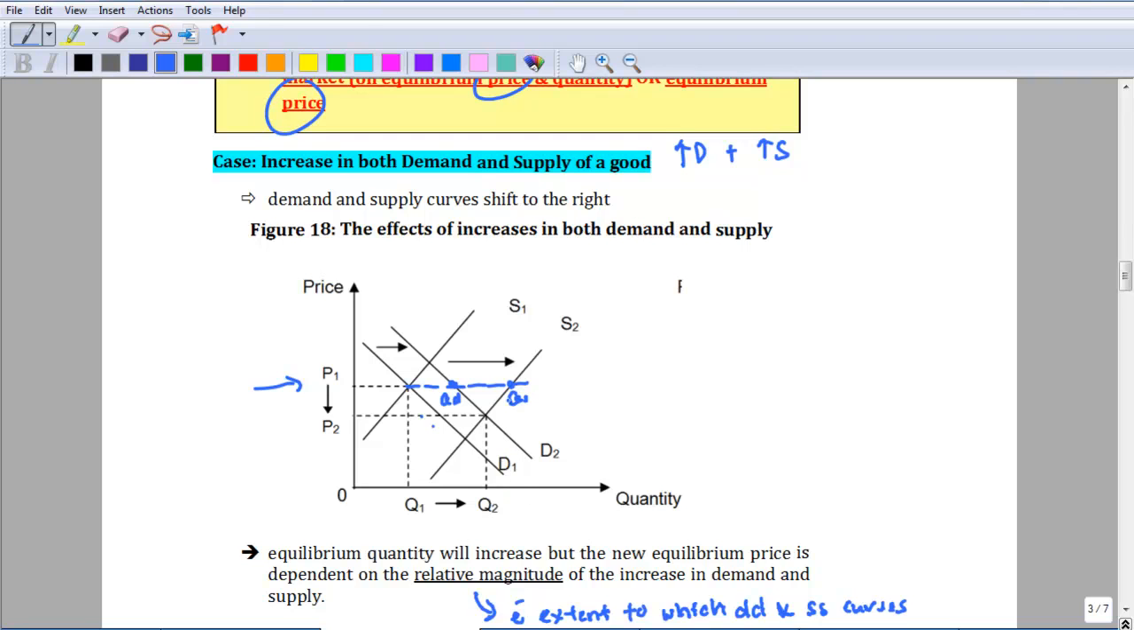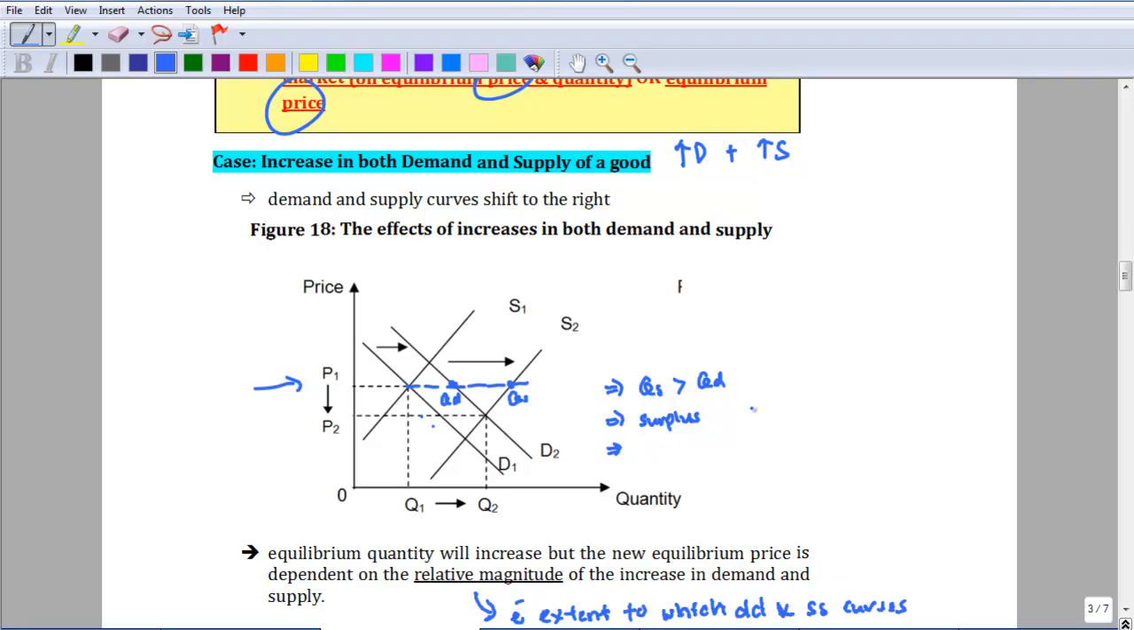Okay, so what do you notice? Your quantity supplied is more than your quantity demanded. So this implies that there is a surplus in the market. So if there is a surplus in the market, who will react? Surplus means excess stocks.